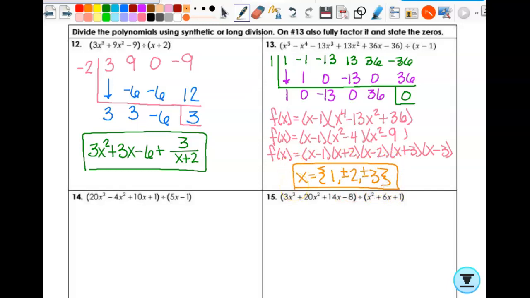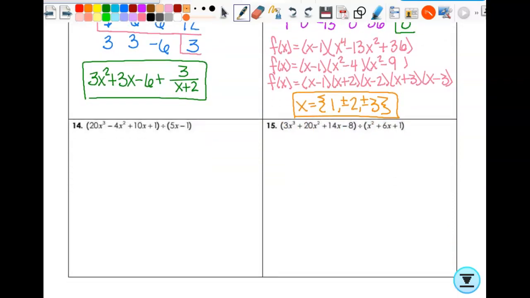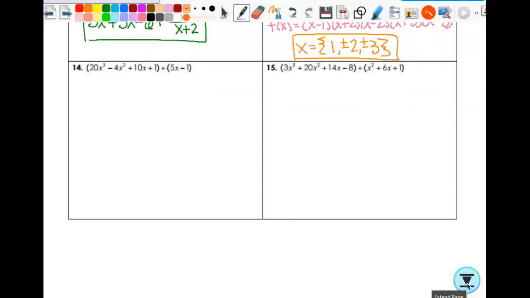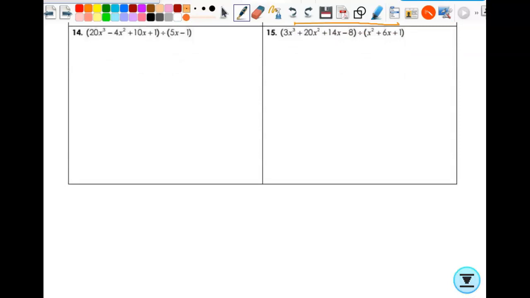That's it. So on 14, I cannot use synthetic division, so I'm going to have to use long division. Board, catch up with me here. Okay. So when you start your long division, make sure you leave yourself some space to write your answer up at the top here. So I'm going to have 5x minus 1 on the outside.